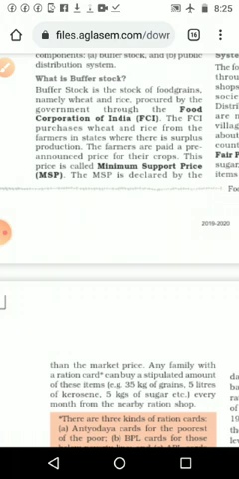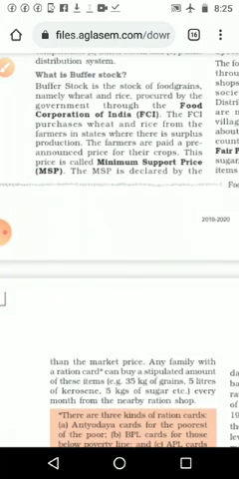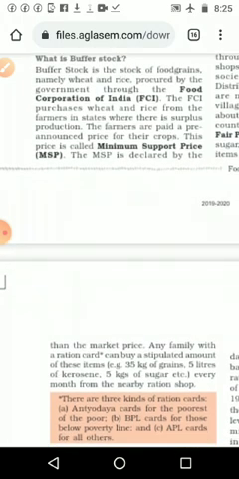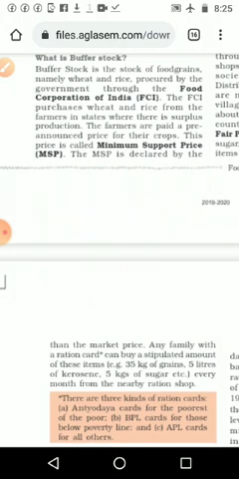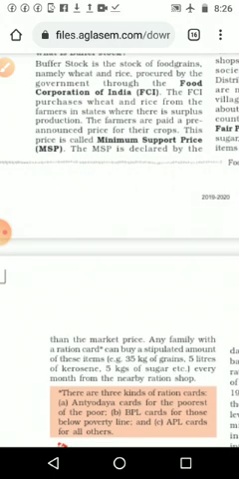This price is called minimum support price. Minimum support price, please underline, because we will mention these things again in the 10th standard first lesson of economics. We need FCI also, and buffer stock also. In the last chapter, food security, we are going to revise some points or parts of the lesson in 10th standard. So keep it in mind. Minimum support price, its short form is MSP.